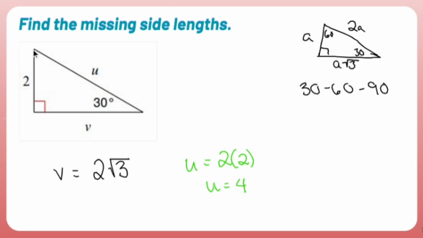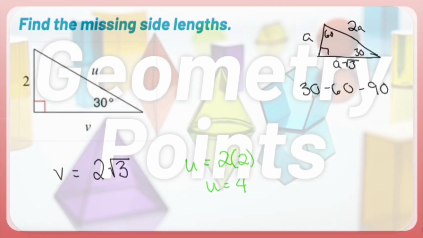So my smallest leg is 2. My other leg is 2 square root of 3, like that. And my hypotenuse is 2 times my smallest leg. 2 times 2 is 4. This is how you use the 30, 60, 90 triangle to find the missing sides.